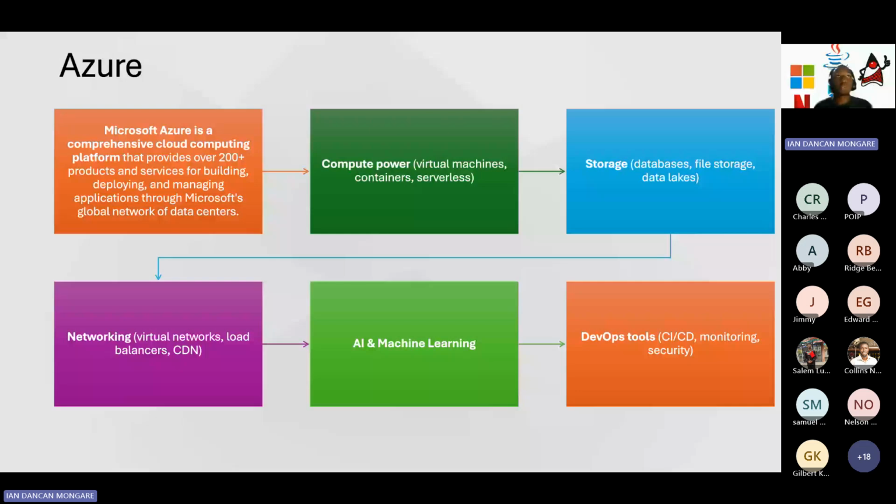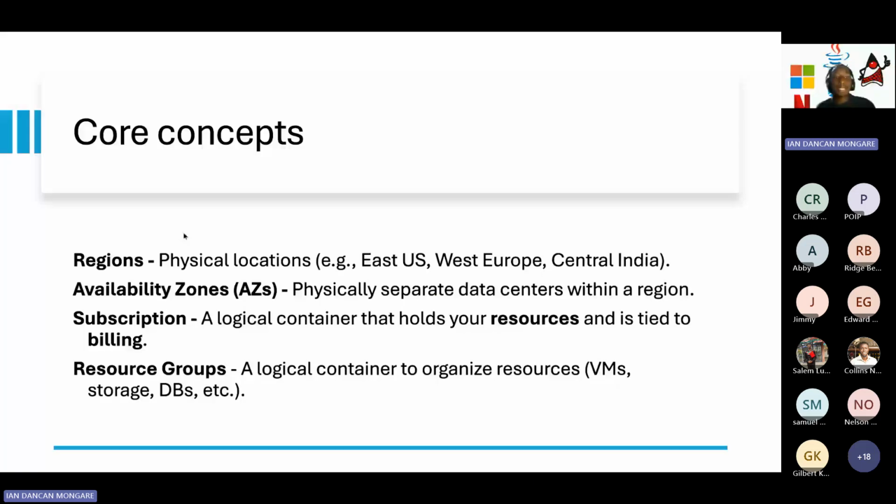So when we say it's a comprehensive cloud computing platform, we really mean what you're seeing here. Core concepts. This won't cover everything you need, but at least you'd have an idea. The core concepts when it comes to Azure, what you need to understand is what we call a region. It's a physical location, e.g. East US, West Europe, Central India. These are just places where the data centers are. We also have others in South Africa, etc.